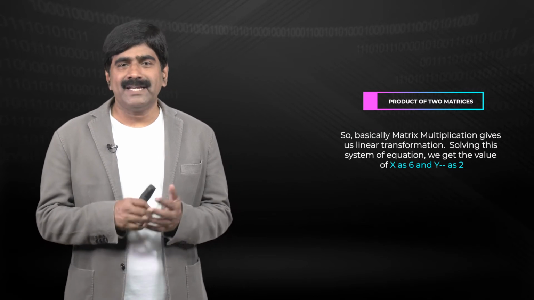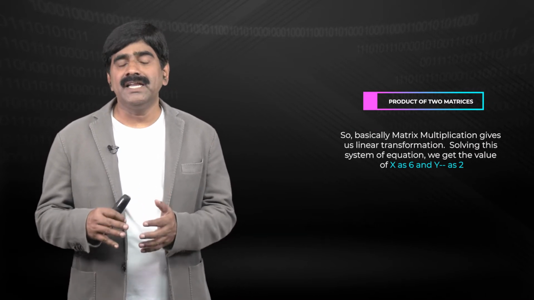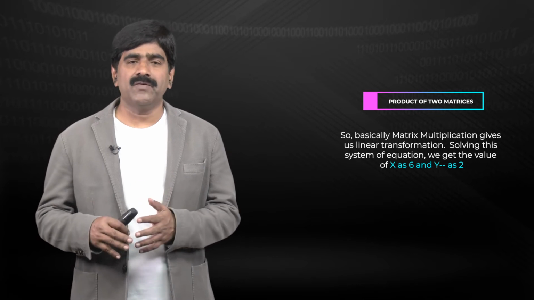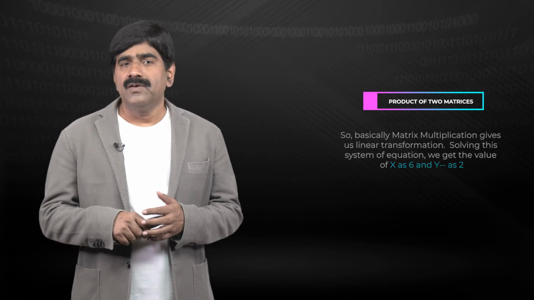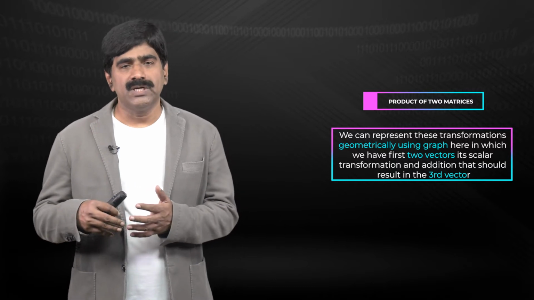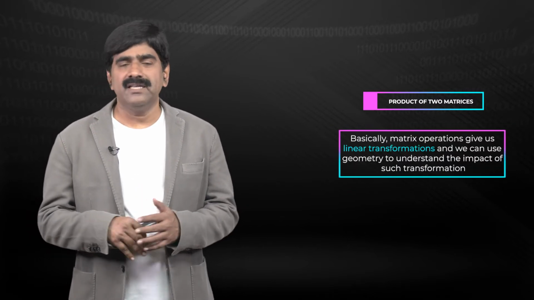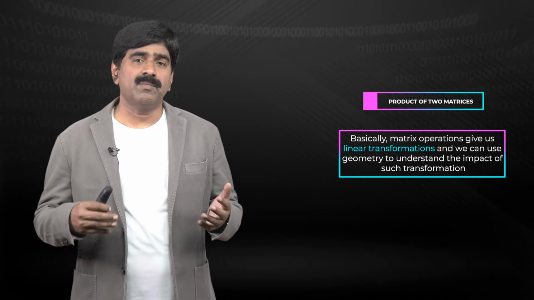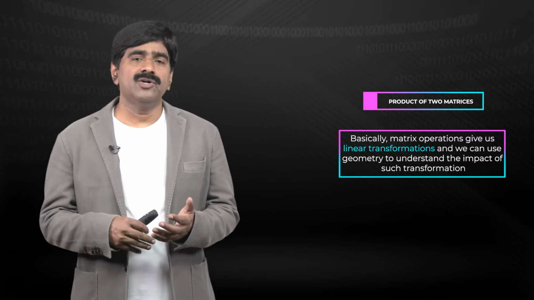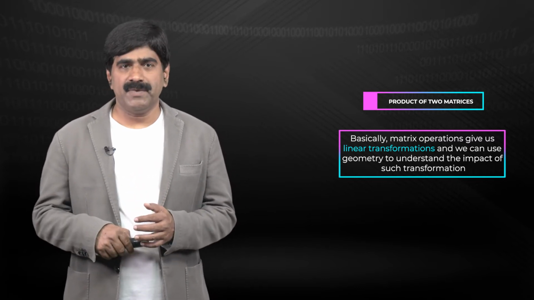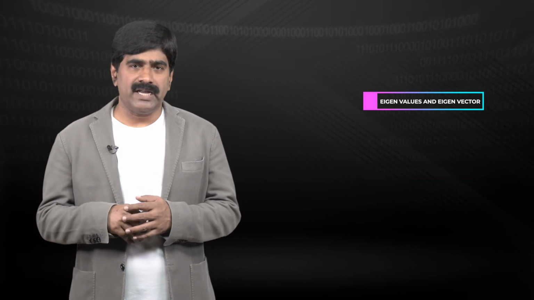So basically matrix multiplication gives us linear transformation. Solving this system of equations, we get the value of x as 6 and y as 2. We can represent these transformations geometrically using the graph here, in which we have the first two vectors, their scalar transformation, and addition of those two resulting in the third vector. Basically matrix operations such as multiplication give us linear transformation, and we can use geometry to understand the impact of such transformation. Now let us look at eigenvalues and eigenvectors.